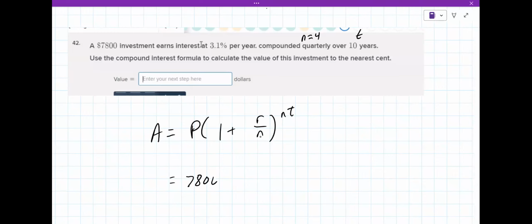Okay, so then A equals the principal, which is 7800, times 1 plus 0.031 over 4 quarters, to the power of 4 times 10. So 0.031 divided by 4 is 0.00775. Yeah, so try to enter this into your calculator as best you can. I don't know what kind you're using, but most of the issues are entering it wrong or not doing the right order of operations if you're only able to do one at a time.